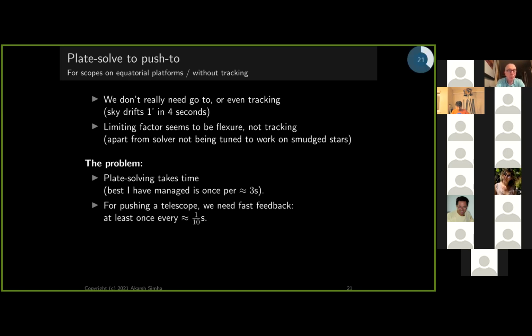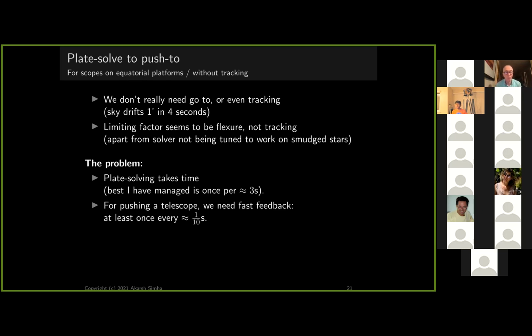So that's not the problem. You don't need go-to, you don't need tracking to do the plate solving part. The problem is that plate solving takes time. And the best I've managed with the entire stack so far is 1 solve per 3 seconds. That's about maybe a second and a half for the exposure, about half a second to transfer the data from the camera to my laptop, and about half a second to solve it.